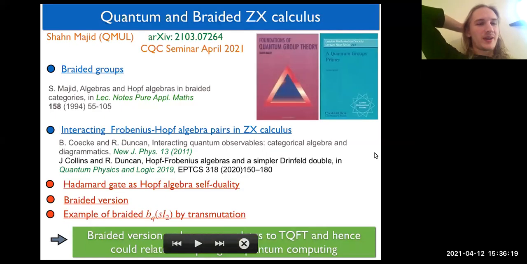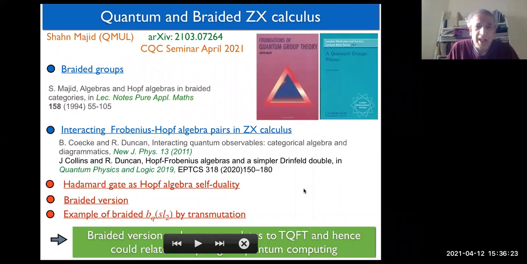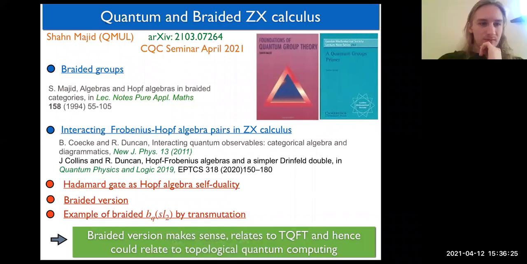About quantum and braided ZX calculus. Thanks very much. Just to say that I'm getting into this area because I'm on sabbatical, well, theoretically at CQC for 6 months.